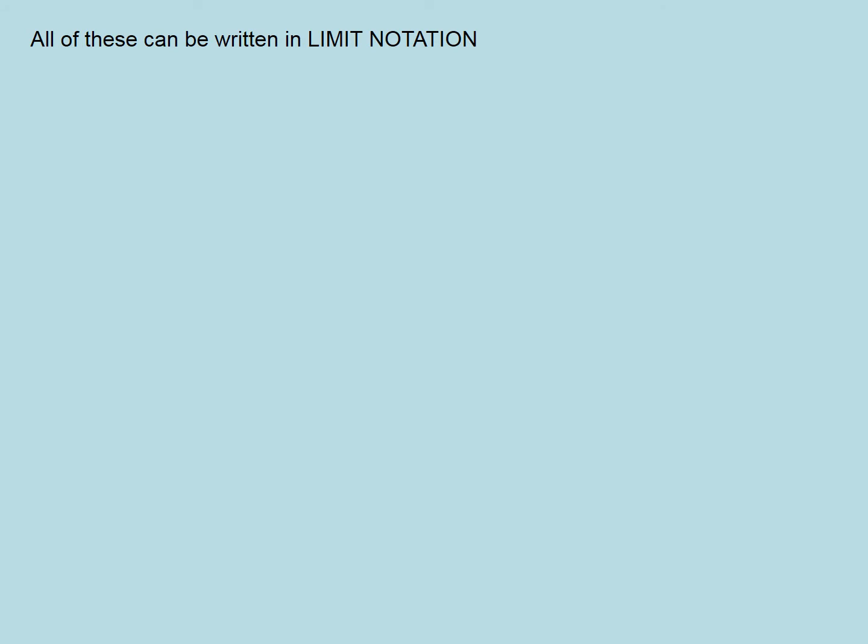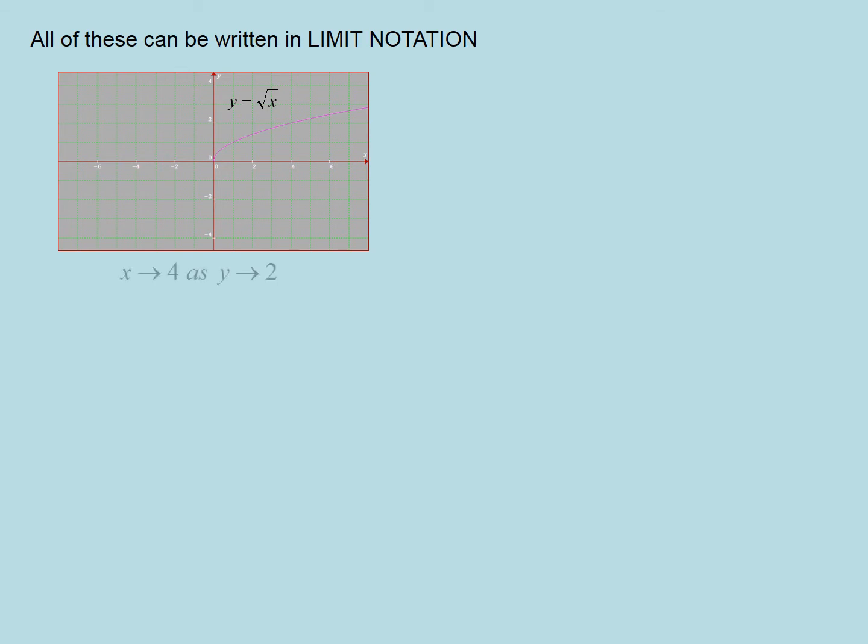Now, all of these examples, the last 4 examples, can be written in limit notation. Let's take a look at how the limits would be written. This was the first graph we looked at. The graph actually is the square root of x. We were looking at x approaches 4 as y approaches 2. So written as a limit, we would have the limit of the square root of x as x approaches 4 equals 2.